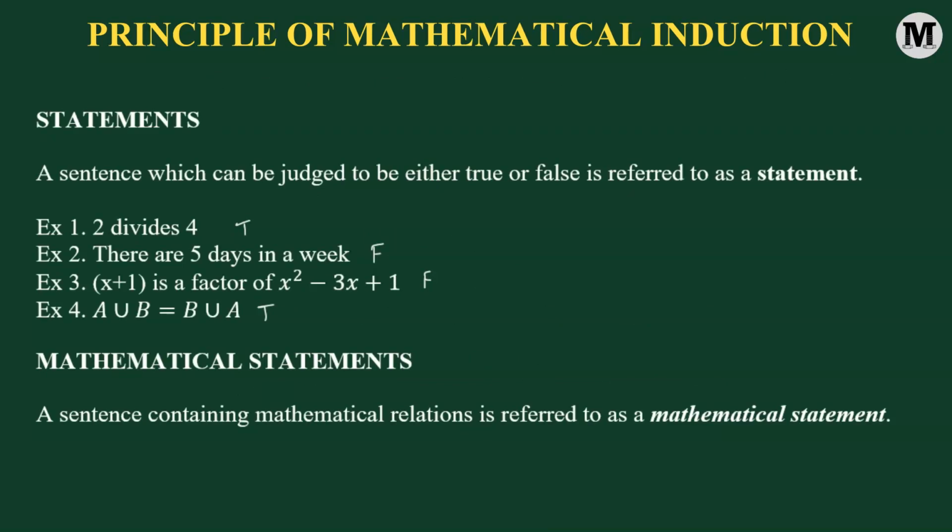So this brings us to the end of the lecture. This was all about what a statement is. A statement is simply a sentence which can be judged to be either true or false. And we have mathematical statements. These are statements which contain mathematical relations.